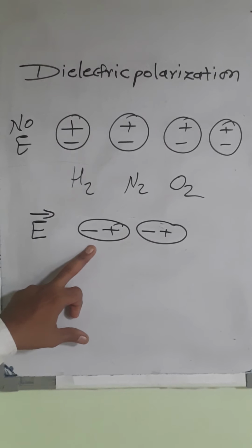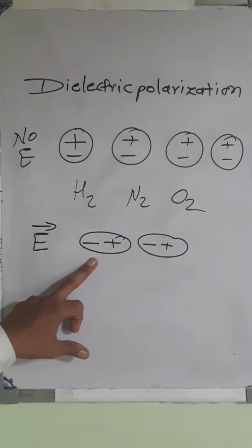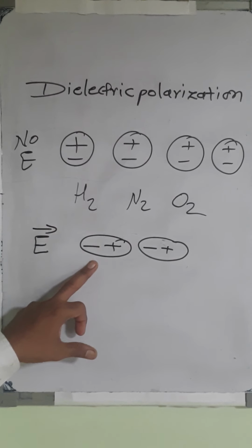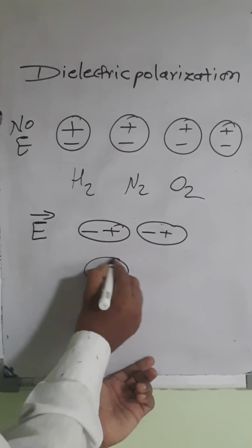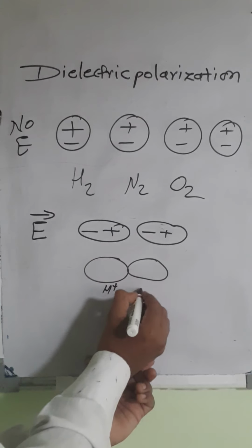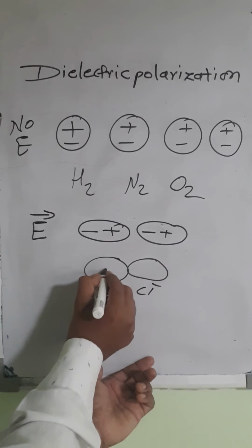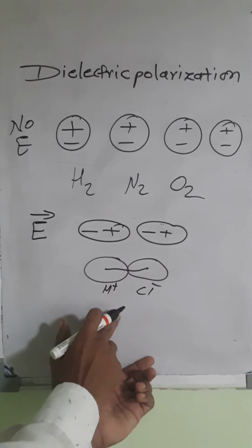When the change in the behavior is independent of the direction of the applied electric field, then the dielectric is called isotropic, and if it is dependent, then it is called anisotropic. In case of HCl, what will happen? Here is an H and here is a Cl. So H positive, Cl negative, and this represents the dipole moment.